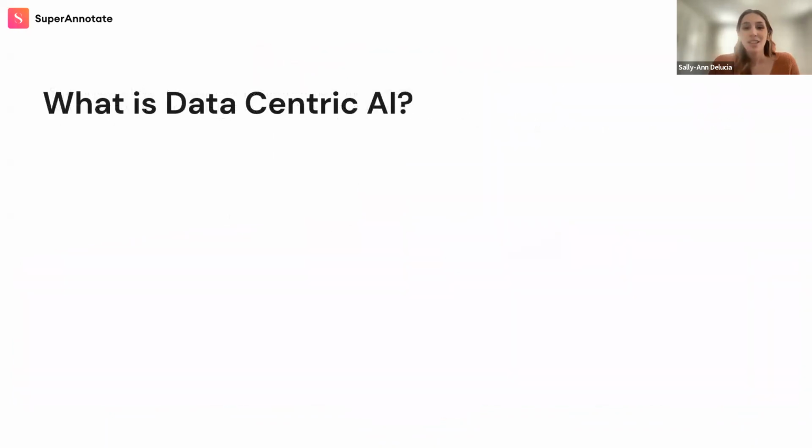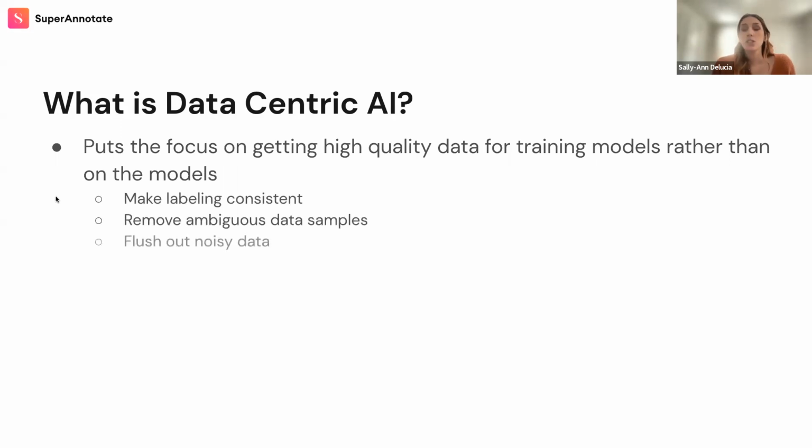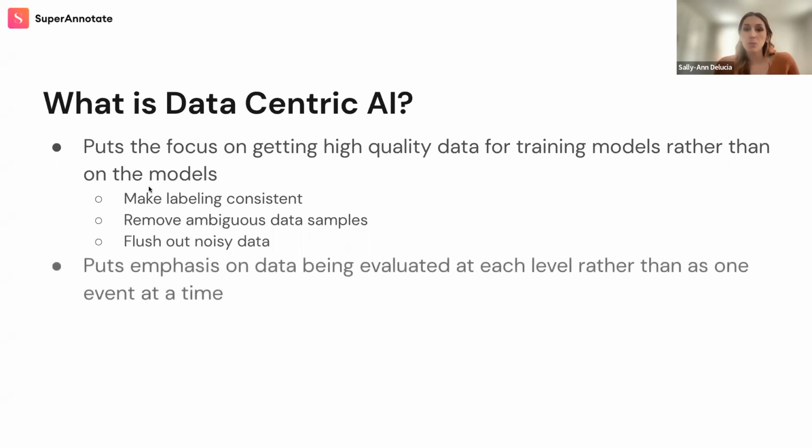So before we can really get into the project that we executed that we'll be talking about today, I think it's important that we first discuss what data-centric AI is. So data-centric AI puts the focus on high quality data for training models rather than the models themselves. So the goals will be to make labeling consistent, remove ambiguous data samples, and then flush out any noisy data.